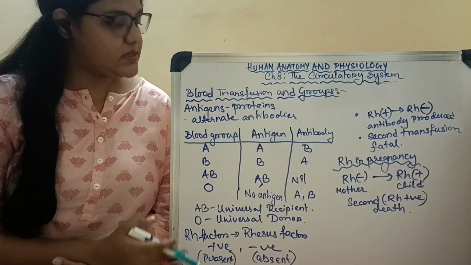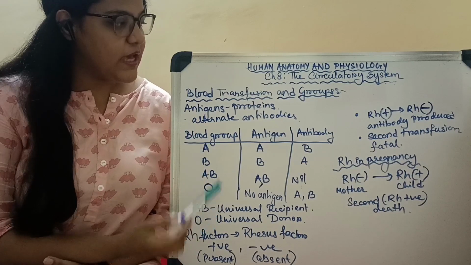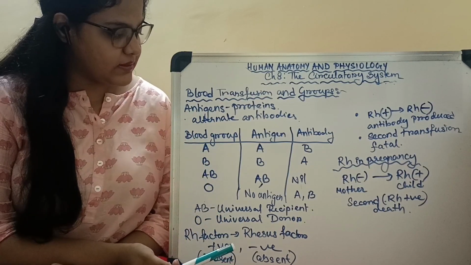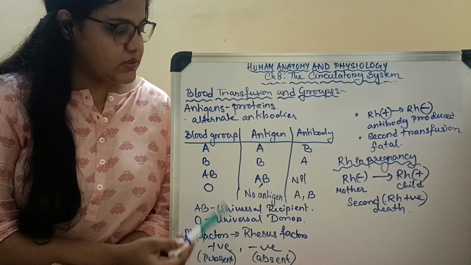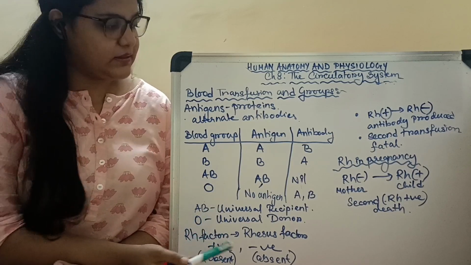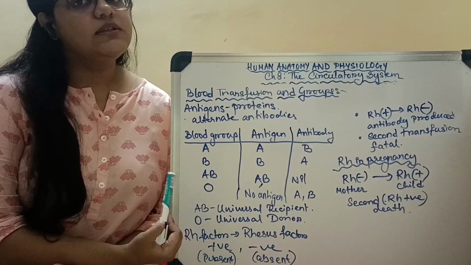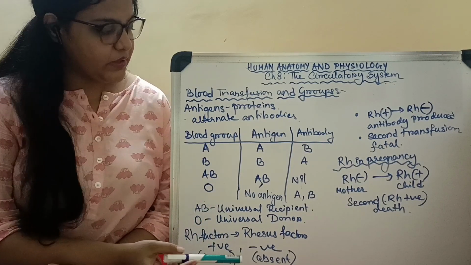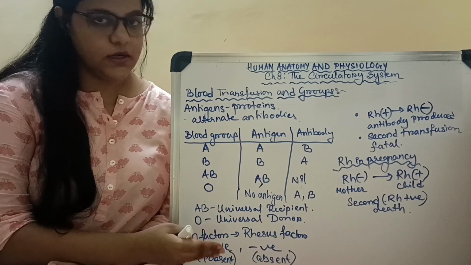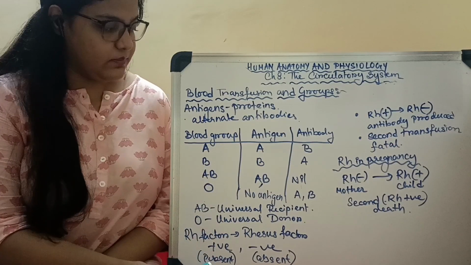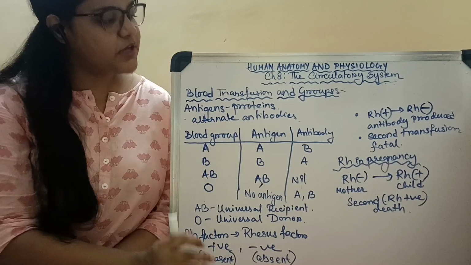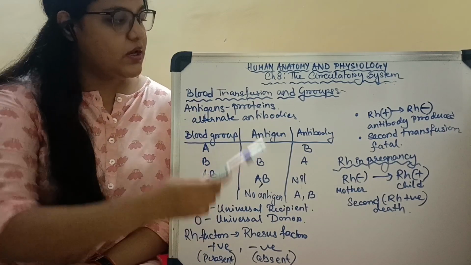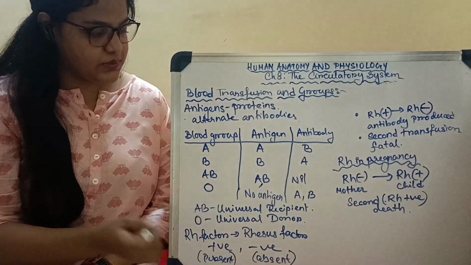So now let us discuss about the blood transfusion and the blood groups. Now blood transfusion means the donation of the blood so that another person can take that blood in case there is a shortage of blood in some other person's body, right? That is, the introduction of someone's blood into another person's blood is known as blood transfusion. Now before moving on with the blood transfusion, let us discuss about the blood groups.